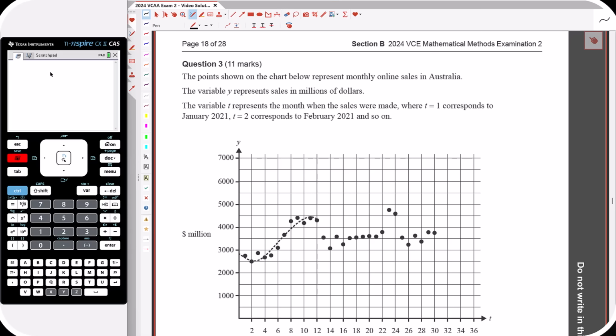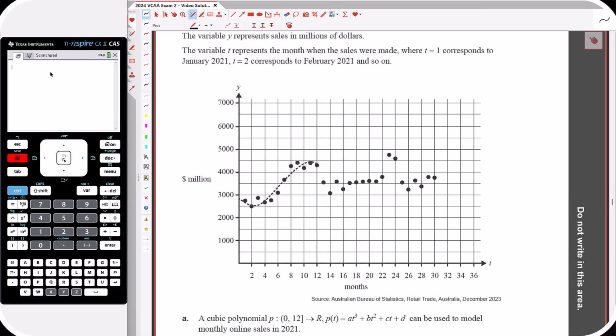So question 3, the points shown on the chart below represent monthly online sales in Australia. The variable y represents the sales in millions of dollars. The variable t represents the month when the sales were made, where t equals 1 corresponds to January 2021, t equals 2 February 2021, etc.